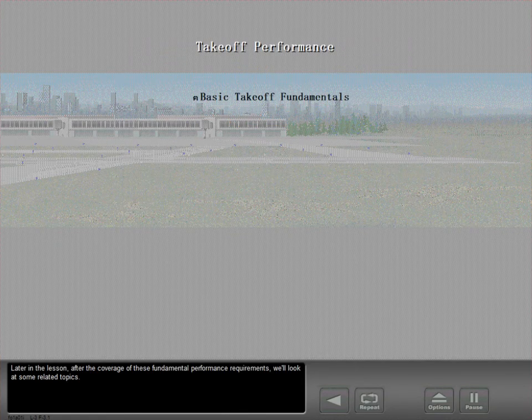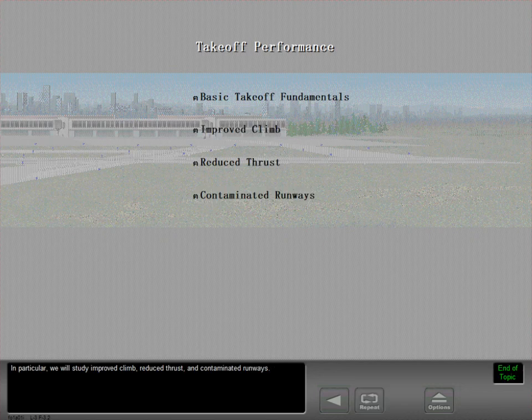Later in the lesson, after the coverage of these fundamental performance requirements, we'll look at some related topics. In particular, we will study improved climb, reduced thrust, and contaminated runways.